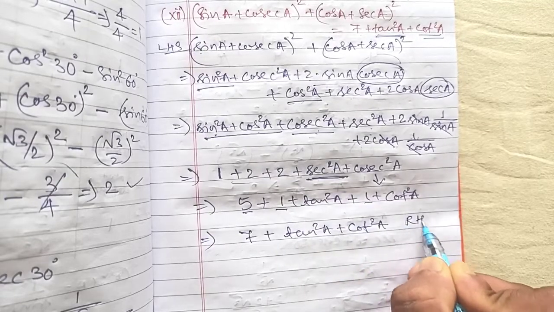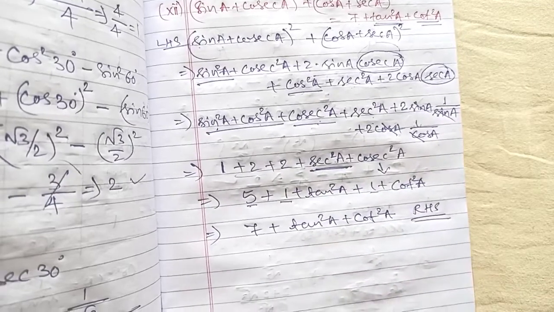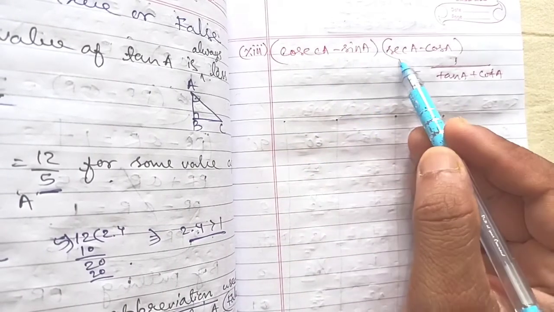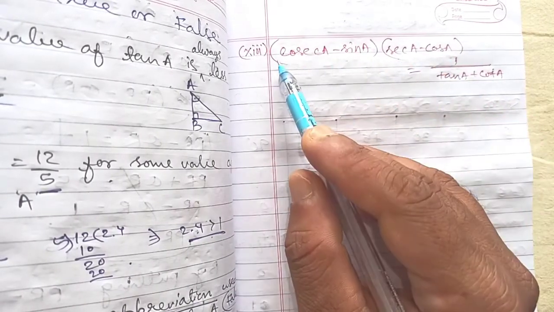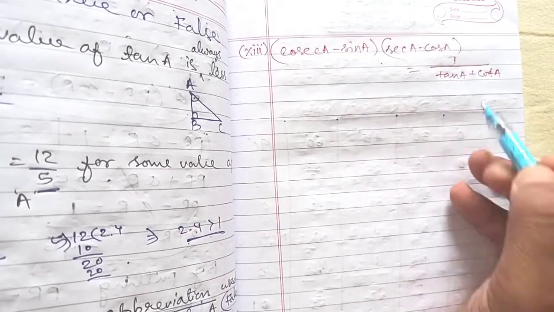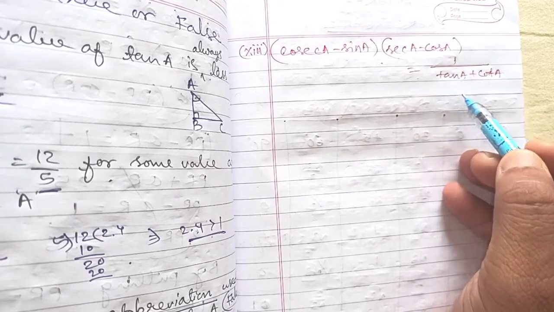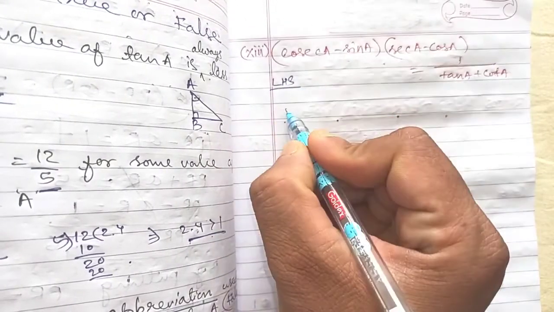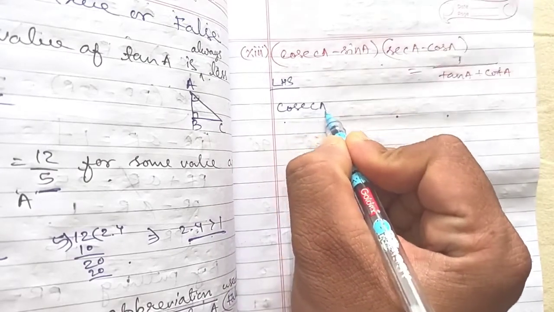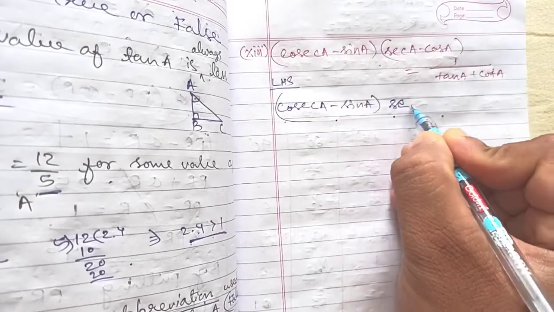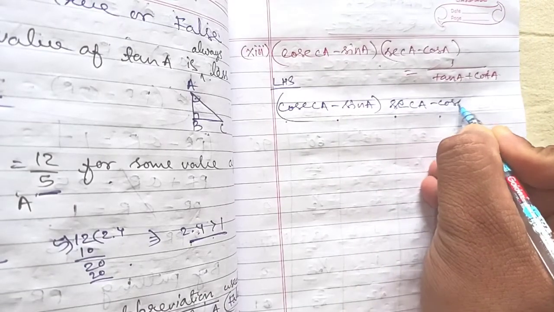This is our RHS. Okay, next bit, 13th bit. In the 13th bit the question is given (cosec a minus sin a) inside bracket, (sec a minus cos a) inside bracket. That means these two are in multiplication. Equals 1 by (tan a plus cot a). This much we have to get. Okay, so what we will do, we will take LHS. From LHS we will get (cosec a minus sin a) into (sec a minus cos a).